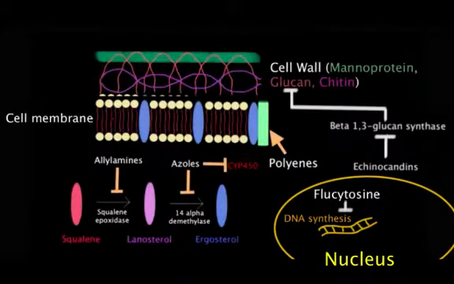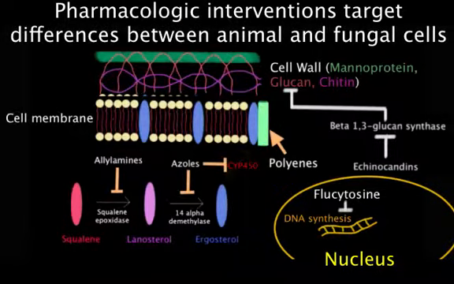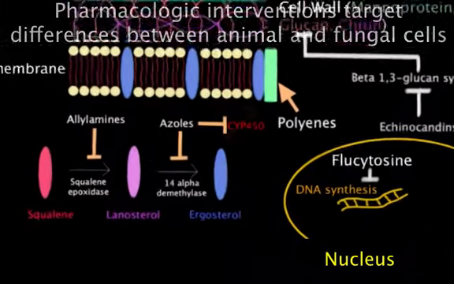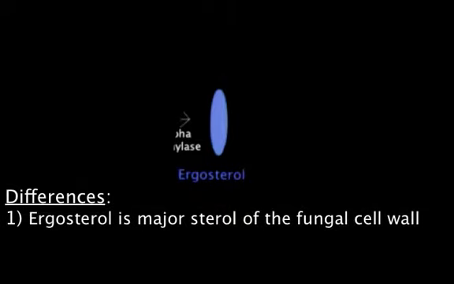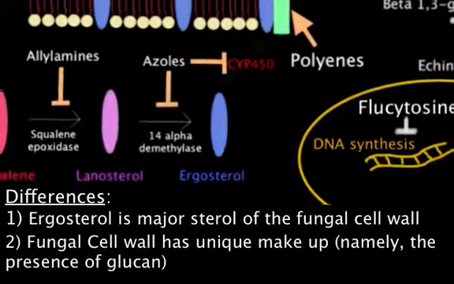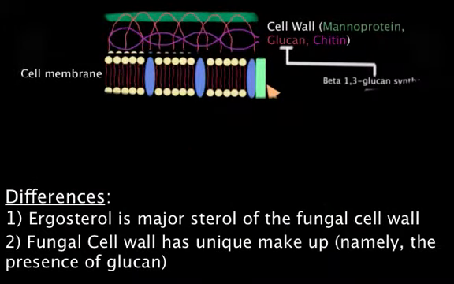We'll be returning to this diagram of the fungal cell to help us keep track of all the mechanisms of the antifungal agents. Since fungi are eukaryotic cells with similar organelles to human cells, the antifungals will target the major differences between the two cell types. First of all, it is ergosterol, not cholesterol, that is the major sterol in the fungal cell membrane. Second of all, there is a unique makeup of fungal cell walls.